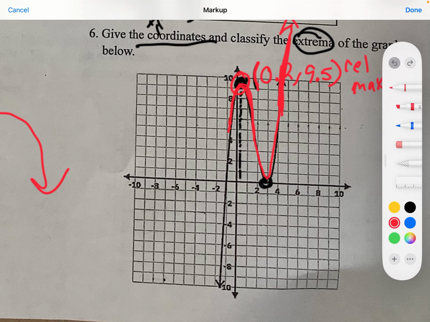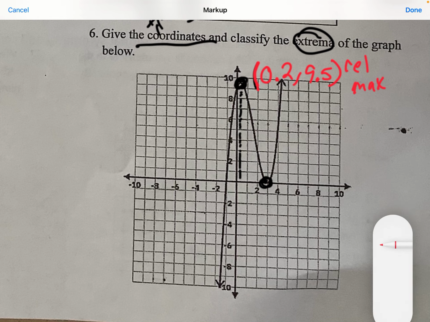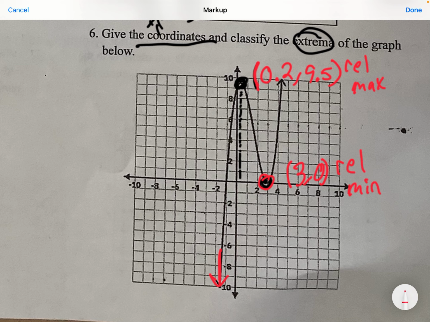So just to clarify where we were at, this is the answer. 0.2, 9.5 is a relative max. And right here, we're looking for a relative minimum because there are lower points way over here. This is a relative minimum at 3, 0. Relative minimum. Give the coordinates and classify the extremity of each graph. We've done what they asked. We gave the coordinates of each one, and we classified each one. Remember, absolute would be there's absolutely nothing bigger or nothing less than this one. Whereas relative is, well, it does eventually get bigger or smaller, but in this particular area, it still looks like a minimum or a maximum.